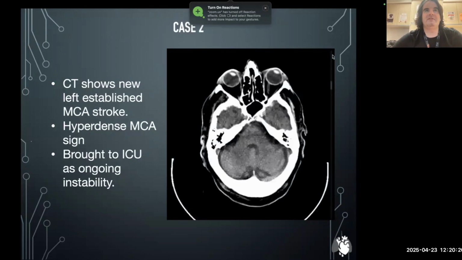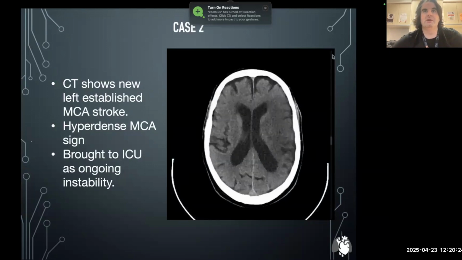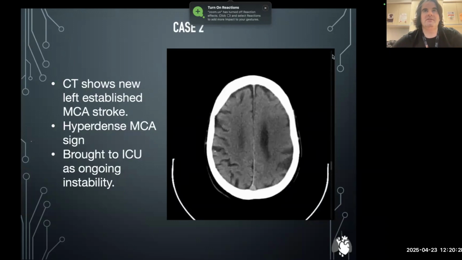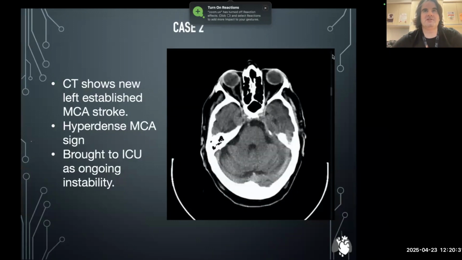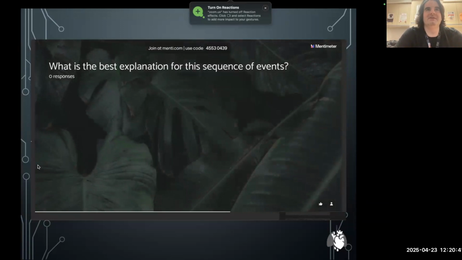A hyperdense MCA sign and a new established left MCA stroke. Okay, so pretty quick. This happens in very short succession. Here's the question. What is the best explanation? And that's just type it in. What happened here?